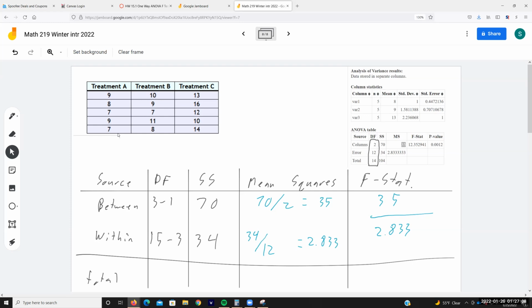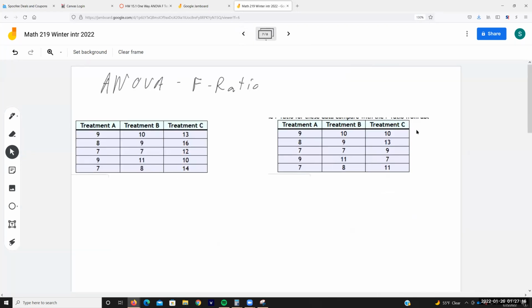Now, going back to your question of how the scenario on the left differs from the scenario on the right. Well, treatment A, what happens? Same. How about treatment B? Stay the same. How about treatment C? It looks like it decreased, it looks smaller. Not only that, doesn't treatment C look closer to treatment B? Yeah, that's the thing I want to know.